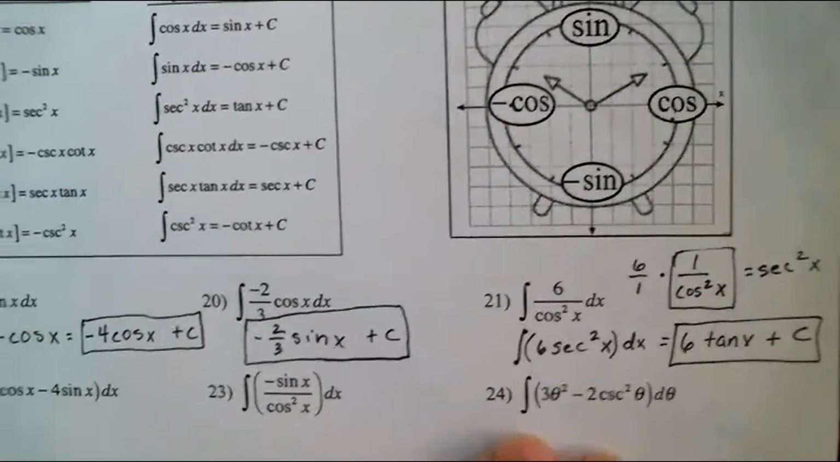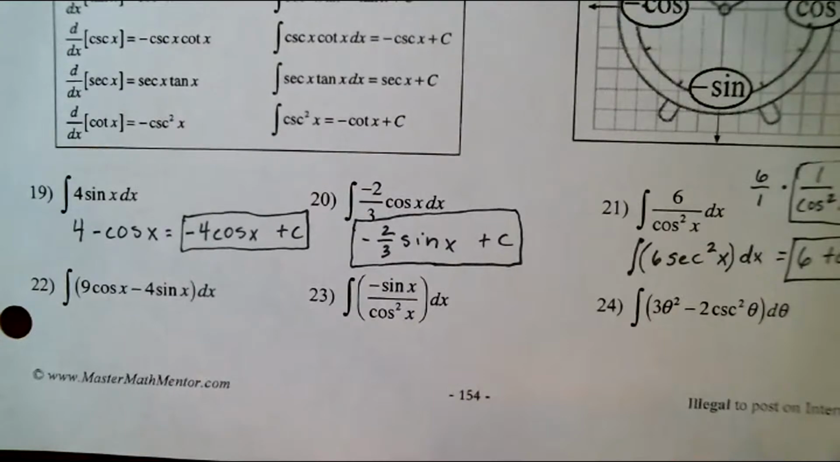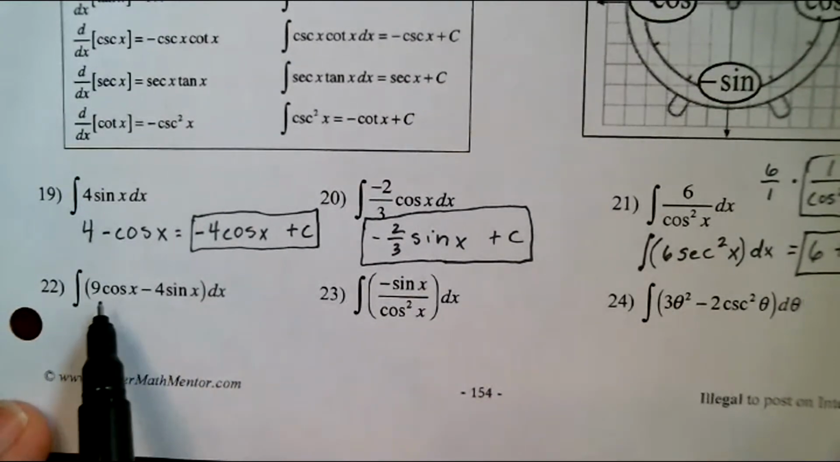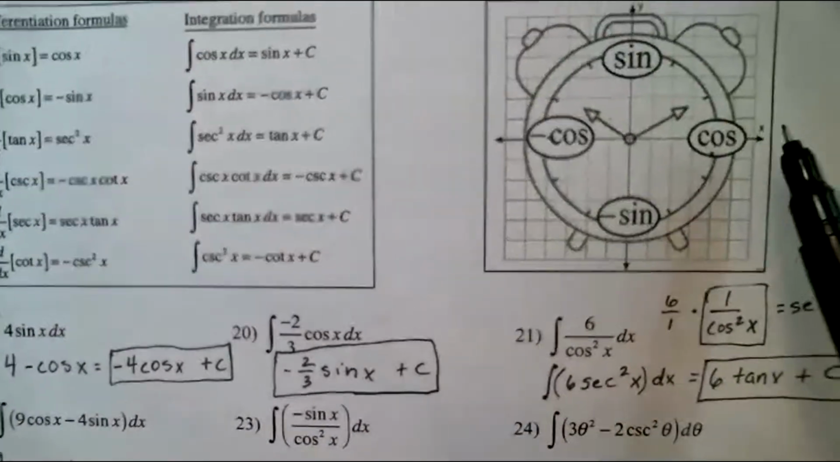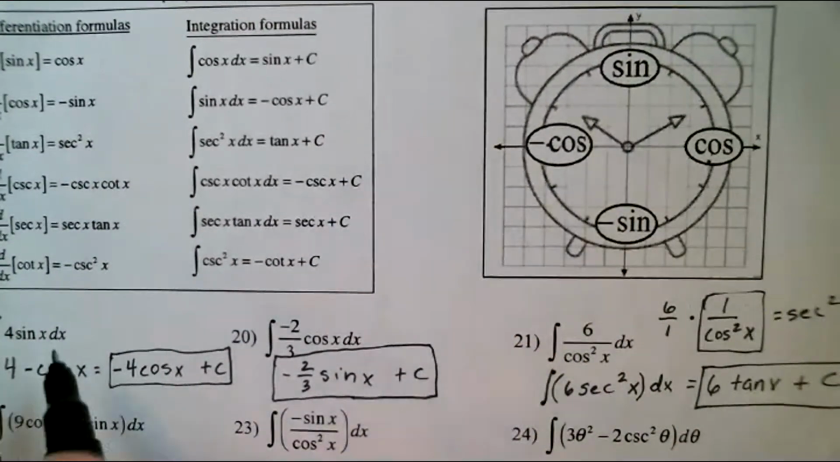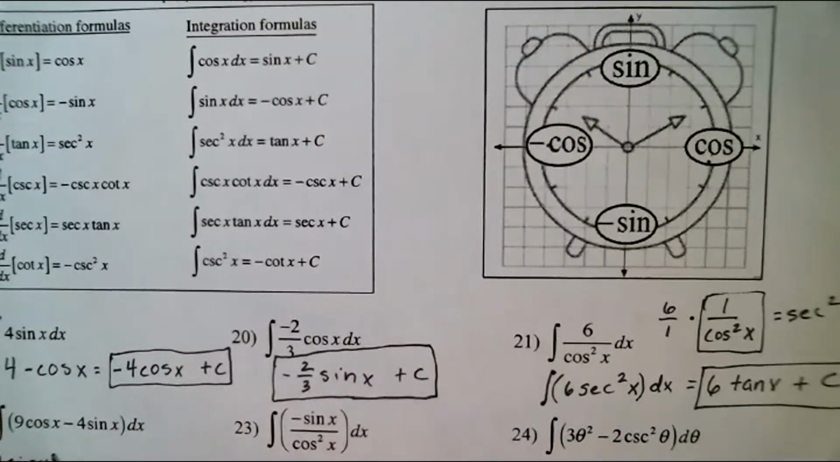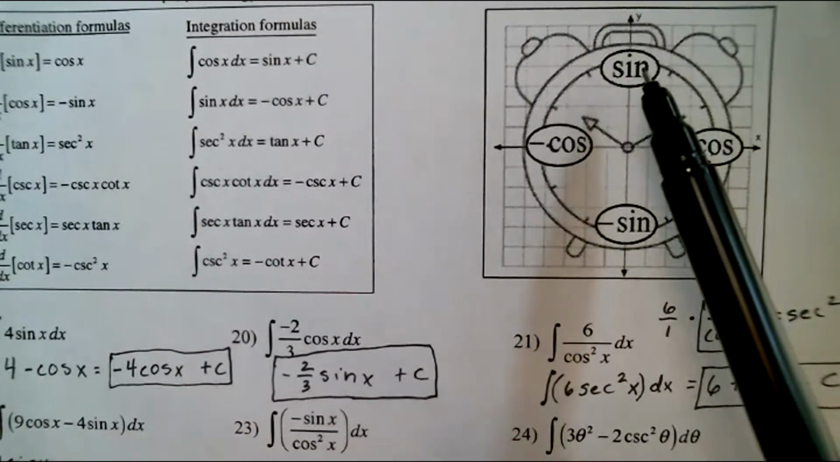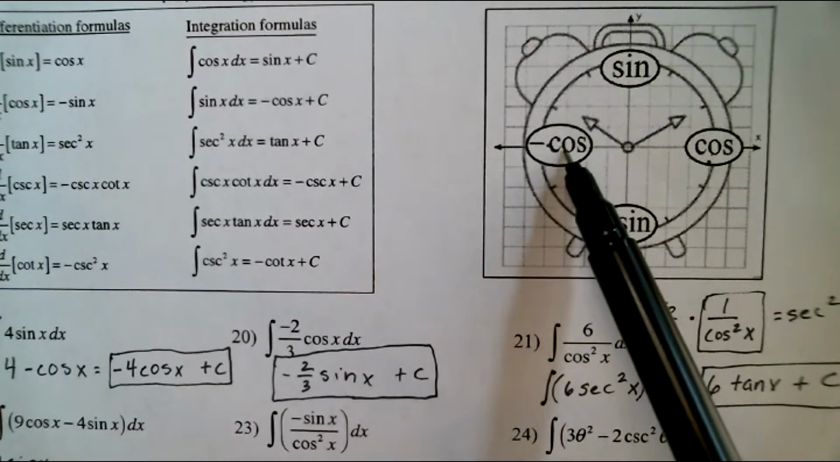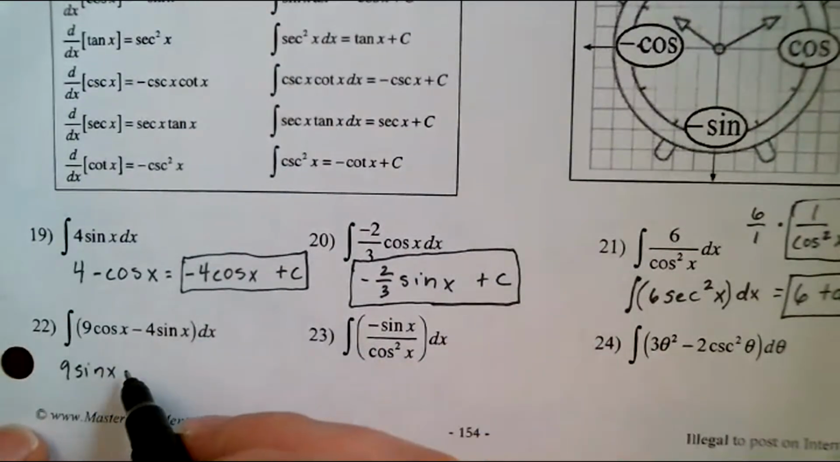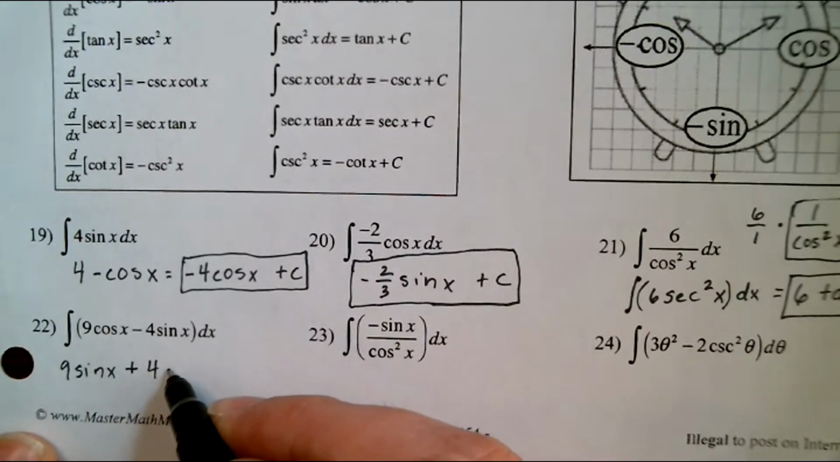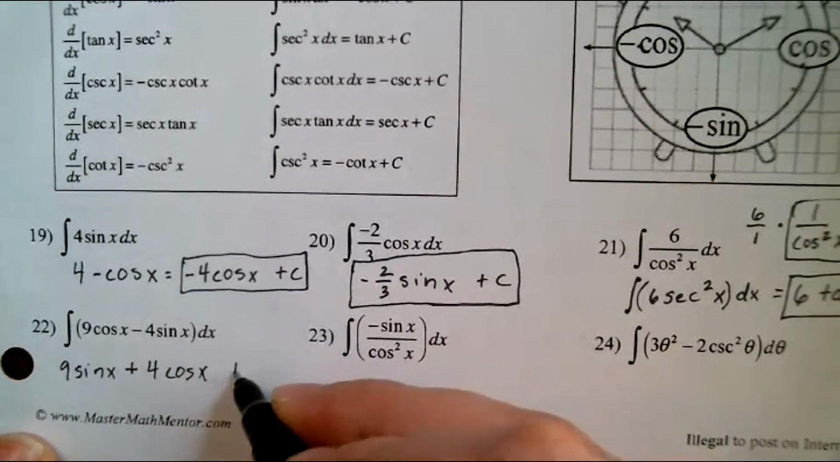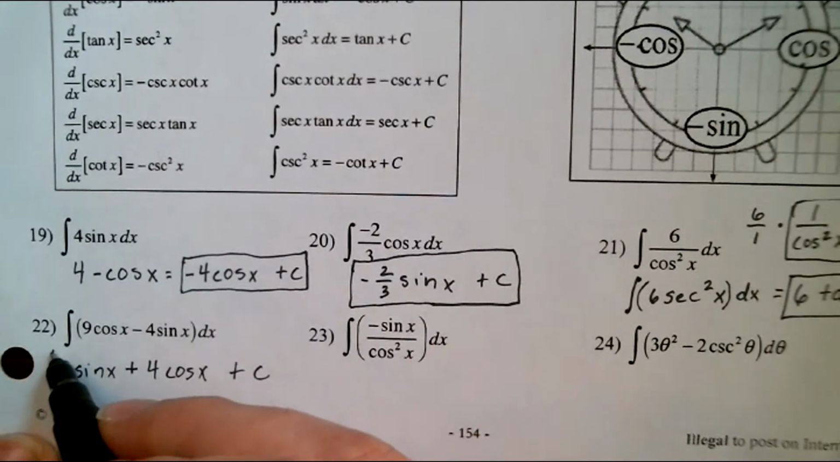All right, look at number 22. So again, same rules apply here. 9 is a constant, so I just bring it out. 9. I'm at cosine, and I'm doing the integral, so I go counterclockwise, so that's sine x. And then negative 4, I'm at sine, and I'm going counterclockwise, so I go to negative cosine. So that would be negative 4 times negative cosine, which would be plus 4 cosine x. And then, of course, plus c. Can't do anything else.